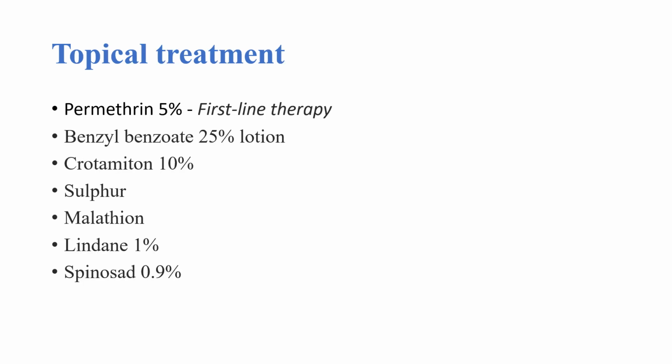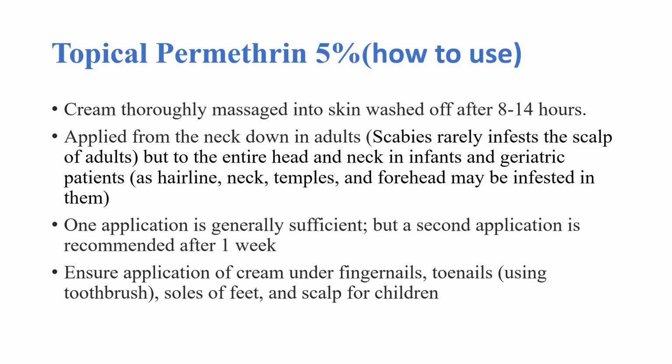Options for topical treatment are permethrin 5%, which is most commonly used and is the first line therapy. Other options are benzyl benzoate 25% lotion, crotamiton 10%, sulfur, malathion, lindane 1%, and spinosad 0.9%. Now topical permethrin 5% we will be learning in detail. So how to use it.